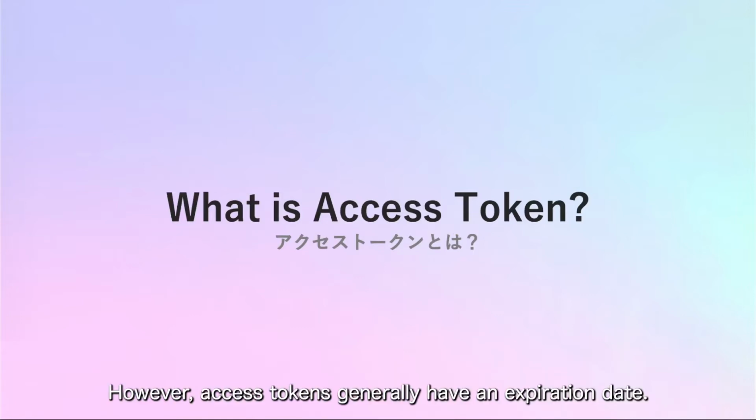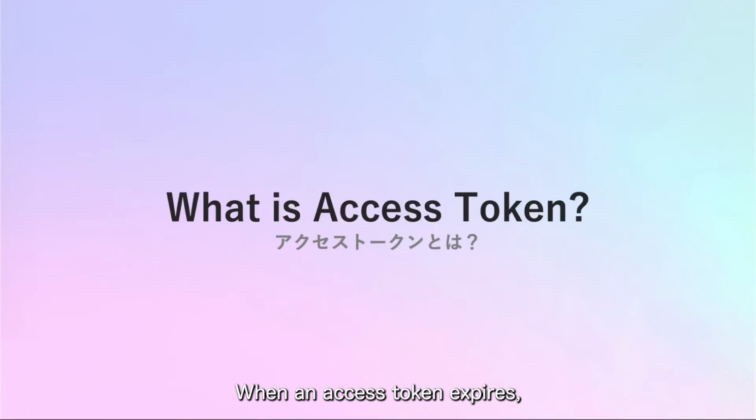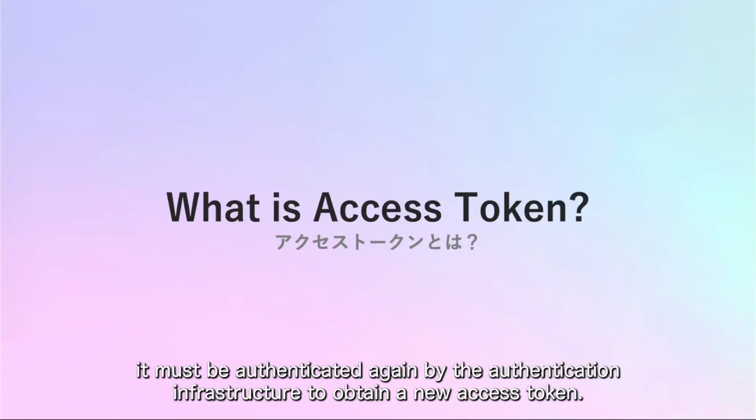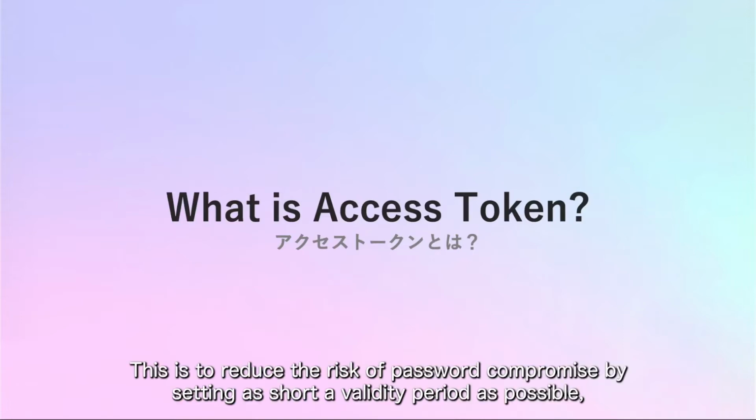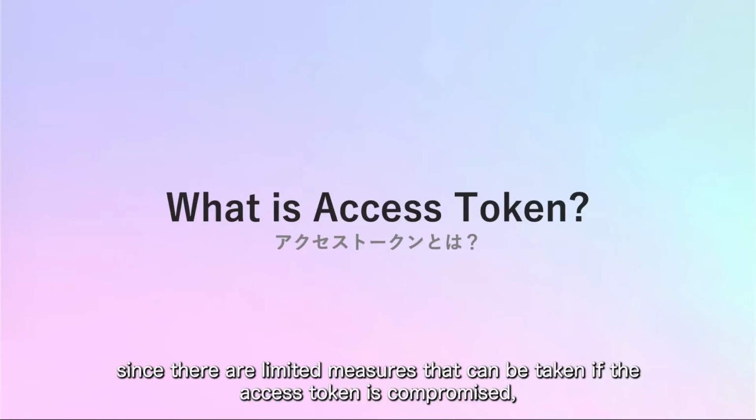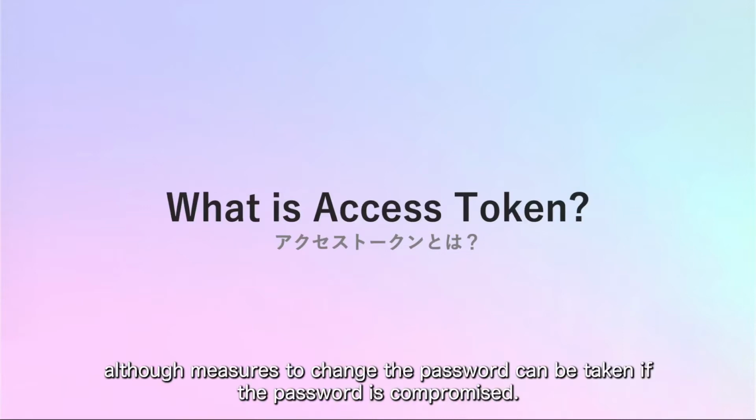However, access tokens generally have an expiration date. When an access token expires, it must be authenticated again by the authentication infrastructure to obtain a new access token. This is to reduce the risk of compromise by setting as short a validity period as possible, since there are limited measures that can be taken if the access token is compromised, although measures to change the password can be taken if the password is compromised.